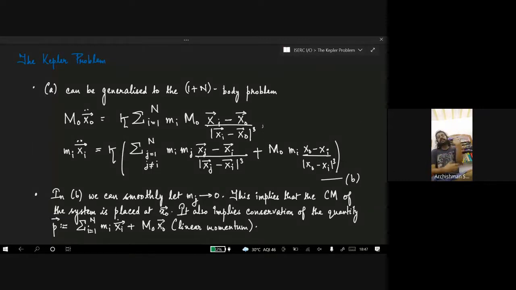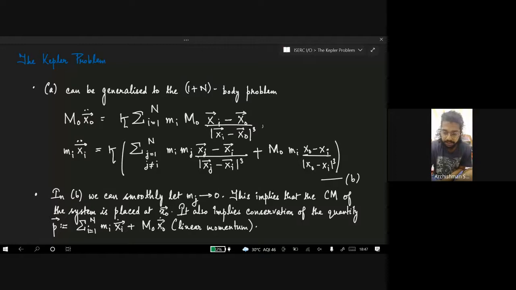You can interpret this in another way: the entire mass is supposed to be concentrated at the sun, at the mass M0. And if the entire mass is assumed to be concentrated at the sun, then I can also conclude that the center of mass of the entire system is concentrated at the sun. You might work this out, and it implies conservation of linear momentum. This is a simple exercise.